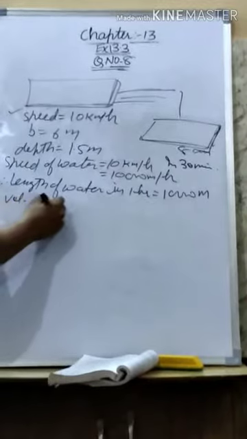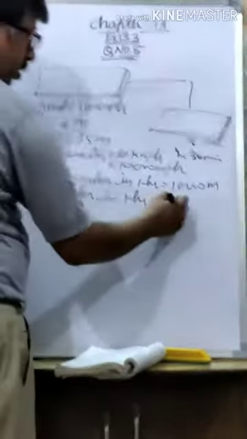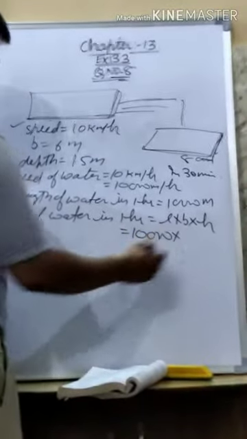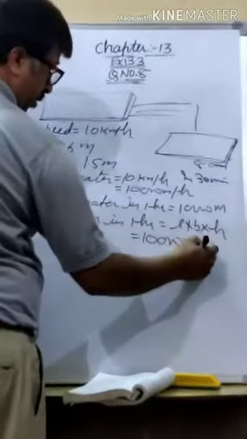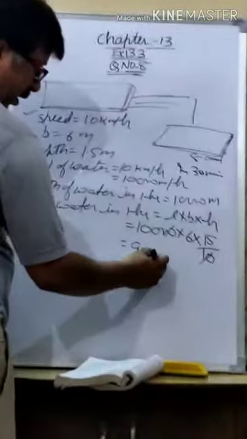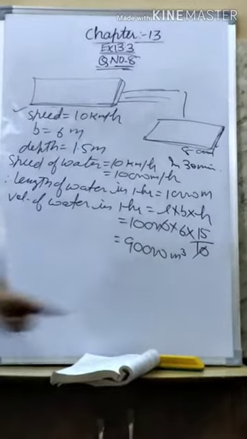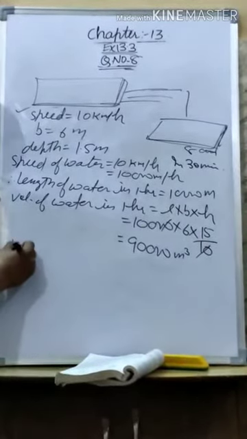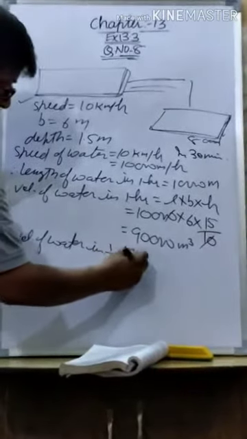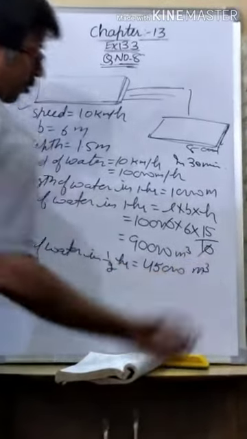So the volume of water in 1 hour, the canal being in the shape of a cuboid, is L into B into H. So length is 10,000 and breadth is 6 and depth is 1.5; this cancels, and this is 90,000 meter cube. This is the volume of water in 1 hour. But he is asking the volume of water in 30 minutes. Volume of water in half an hour is half of this, that is 45,000 meter cube.